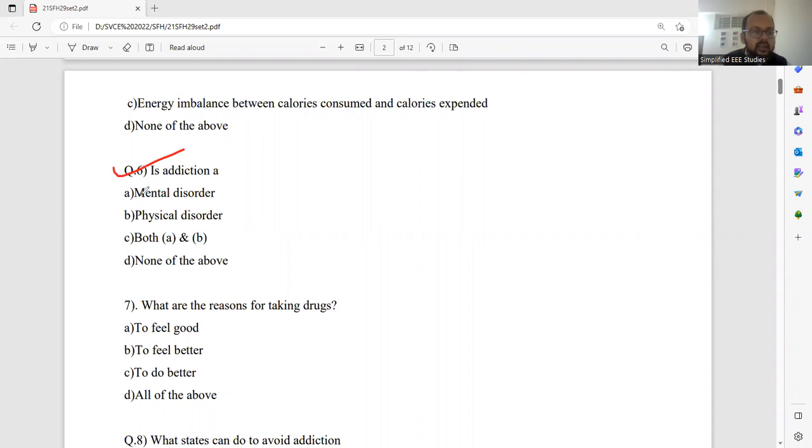Is addiction a mental disorder, physical disorder, both A and B, none of the above? Question number 6, I would like to go for mental disorder. It's a repeated question, I think the same question appeared in set 1 also. Question number 7, what are the reasons for taking drugs? To feel good, to feel better, and all of the above. All of the above will be the right answer. Fine. It's a general question.